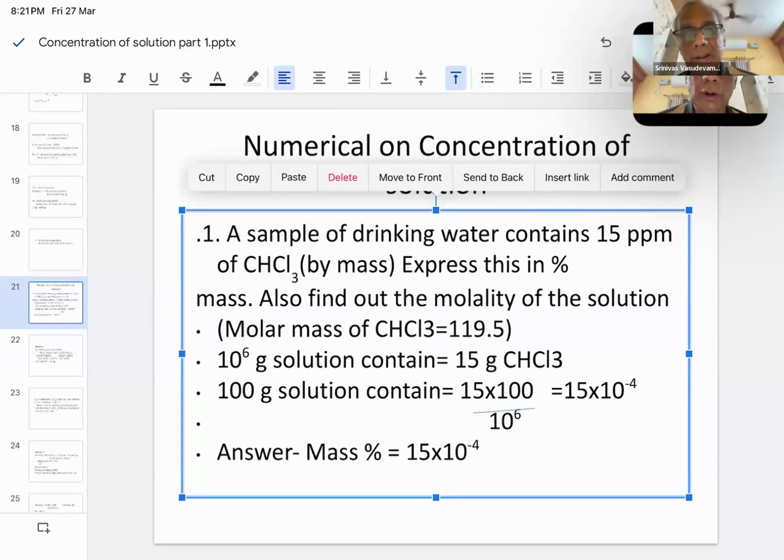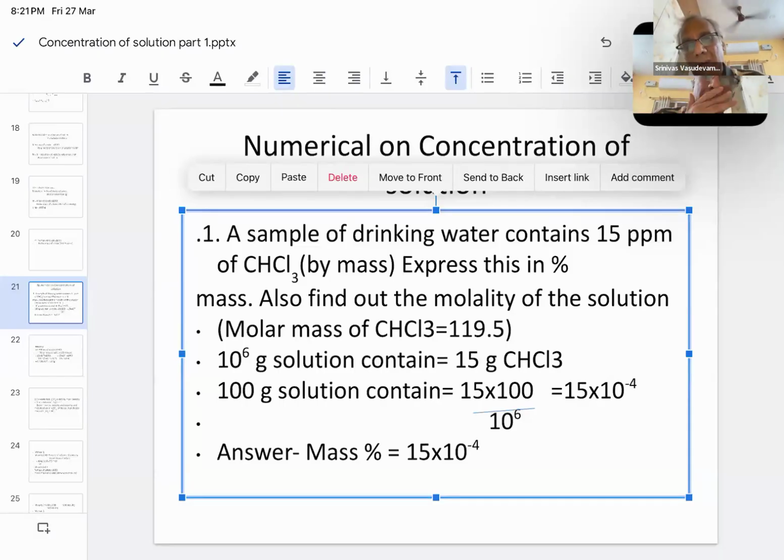Now let us see the numericals based on concentration of solution. The first one: a sample of drinking water contains 15 parts per million chloroform, CHCl3, by mass. Express this in percentage mass.